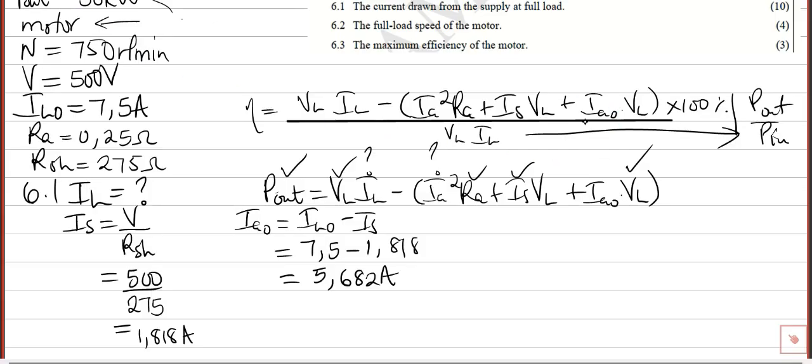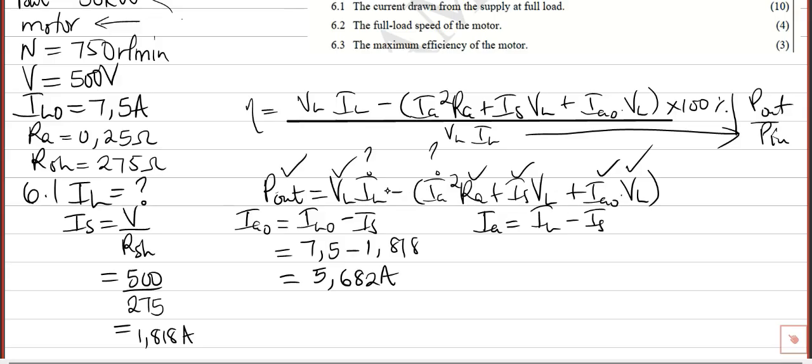We now have IAO as 5,682, so now we have two unknowns. We are still looking for IL. We also don't have IA. So IA in a motor, it says armature current equals IL minus I shunt. Now in this case, you are looking for IL. When you look at the whole formula for output power, you notice you now have two unknowns. You have IL and IA. So you have two options.